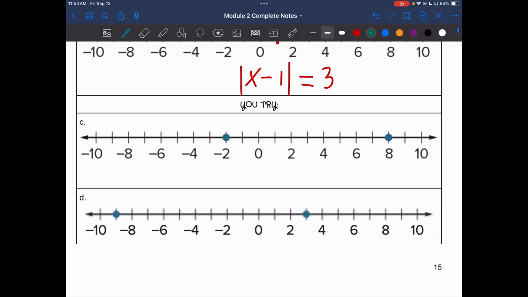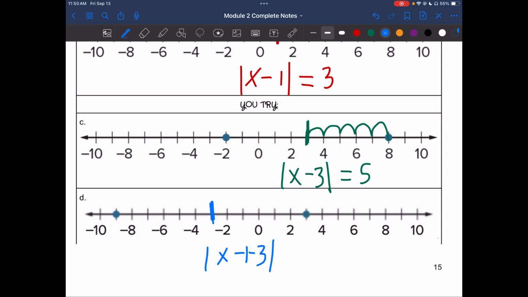All right, so for this one, we find our midpoint. Our midpoint is at positive 3 here. So we have the absolute value of x minus 3, that's the number we're comparing to, and our difference, 1, 2, 3, 4, 5, so it's going to be equal to 5. And lastly, our final problem, our midpoint is at negative 3. So when we do our subtraction, it's going to be x minus negative 3, which is x plus 3. And our range is 1, 2, 3, 4, 5, 6 away, so it's equal to 6.